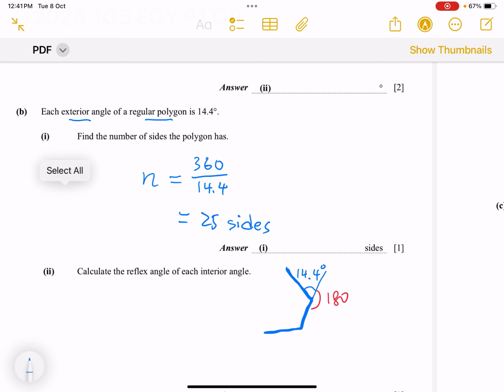Now the reflex angle is actually made up of 180 plus the exterior angle, right? Therefore the reflex angle is 180 plus 14.4, which is 194.4 degrees.